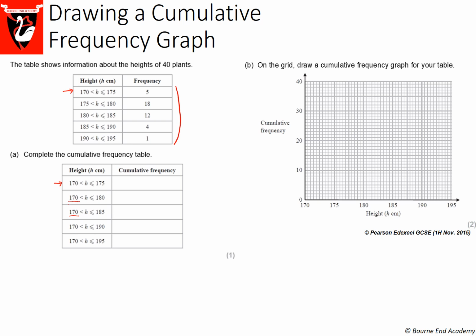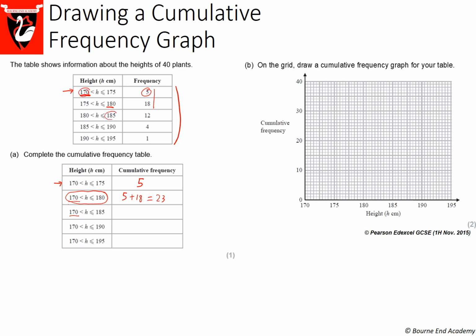So to complete your cumulative frequency table, this table is about the heights of plants. How many plants have a height between 170 and 175 centimeters? Well, 5. So you're going to put your 5 here. Then how many plants have a height between 170 and 180? Well, 170 to 180 will include the top two lines. So this will be 5 plus 18, giving you 23 plants.